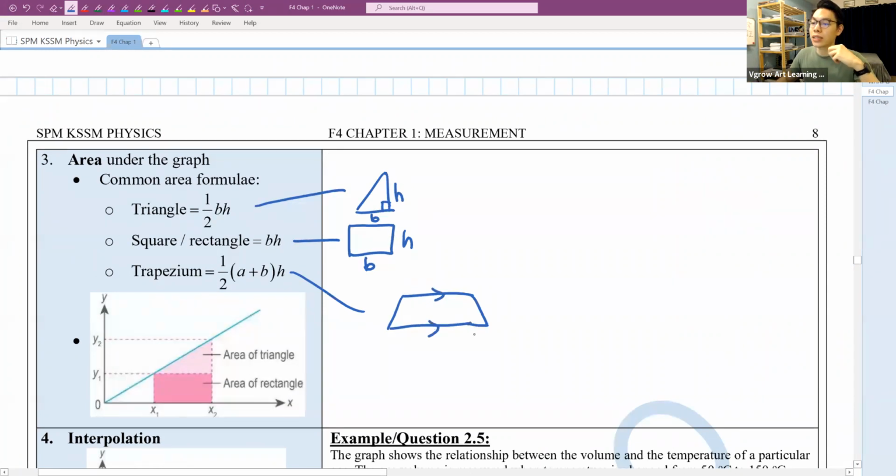But area of trapezium is 1/2. The A plus B is the parallel sides. Okay, the A plus B is the parallel sides, and the height is from here to here. Okay, trapezium. Right? So area under the graph meaning like this. This is like this one. This is area. But if you forget trapezium in exam, right, you can also split it up into a triangle plus rectangle like in this diagram here. Okay, so let's go and find out what is the area under the graph.